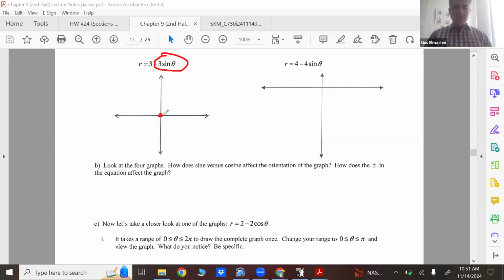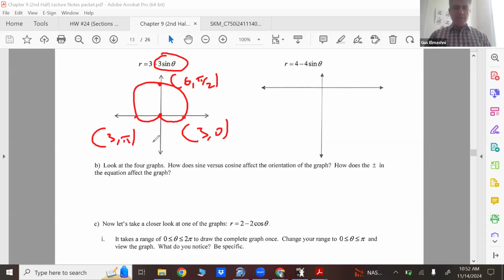Oh, I see. Okay. So it's going to look like this. Okay, a little bit better there. That's at 6 comma pi over 2. That's at 3 comma 0. 3 comma pi. And that's at 0 comma 3 pi over 2. Good.